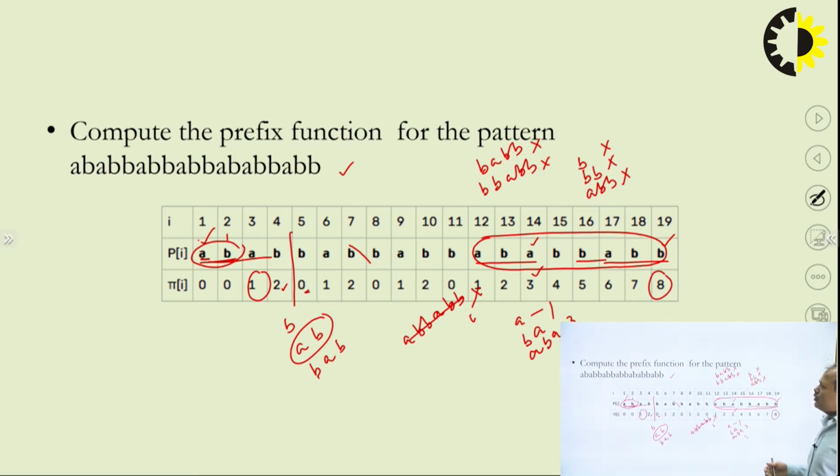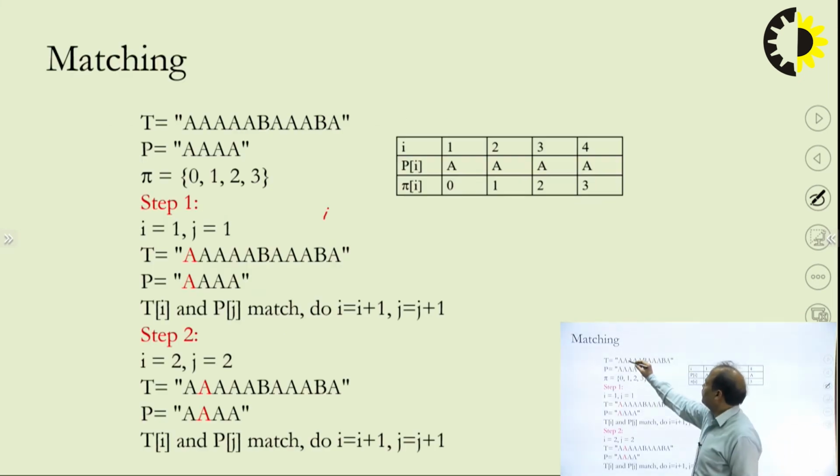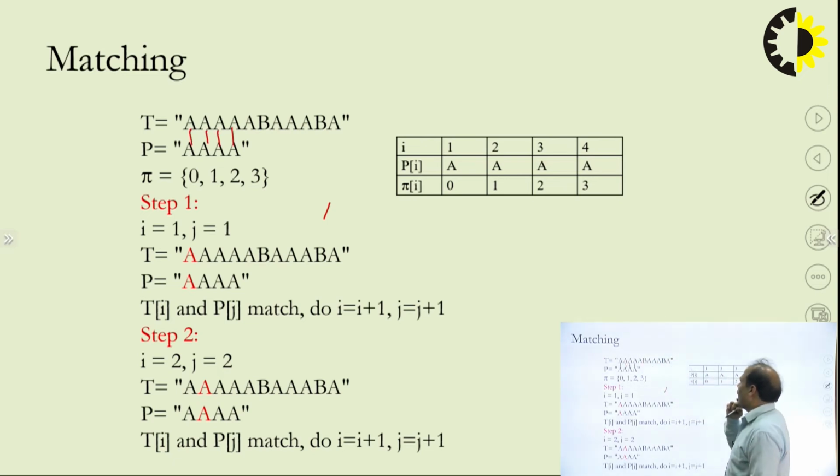So how is this going to be used in matching actually? Let's consider a text. Just like we started with, if you remember the Naive algorithm, this will compare this and this. Compute its pi function. This is the pi function of 4a. You see this 0 and then 1, 2, 3, because we are getting a proper suffix which is a prefix. A matches, AA matches, and triple A also matches. So we get it here.